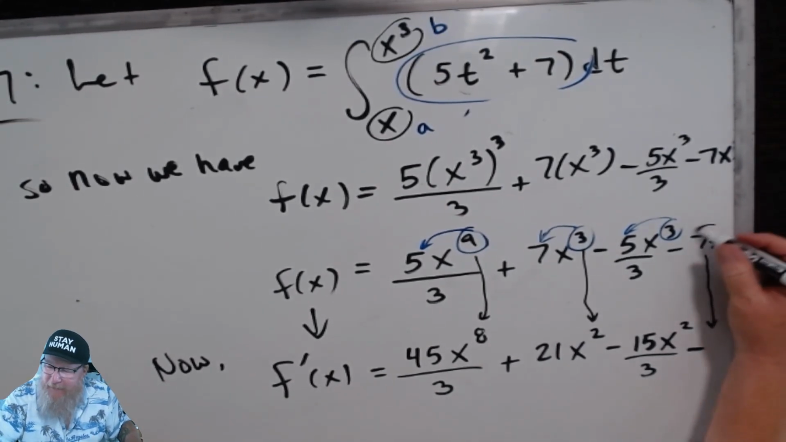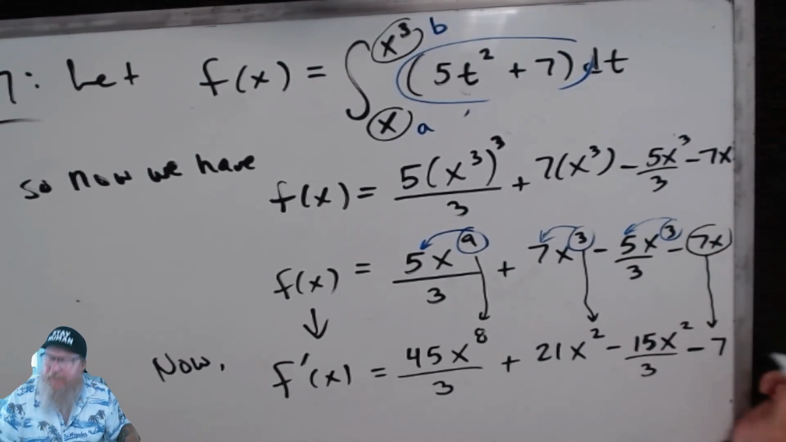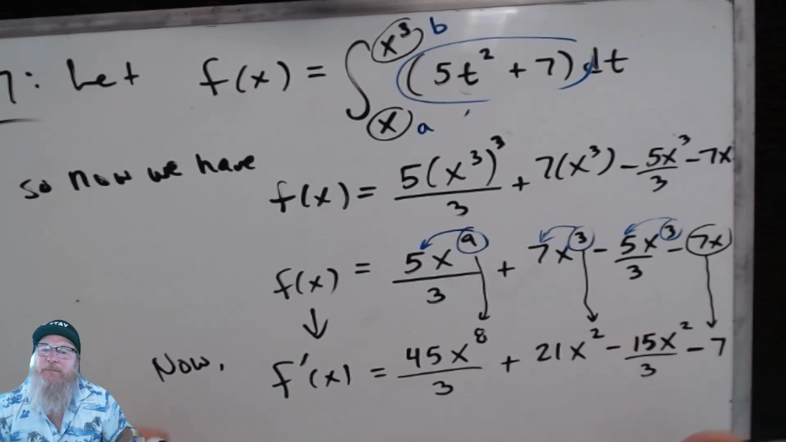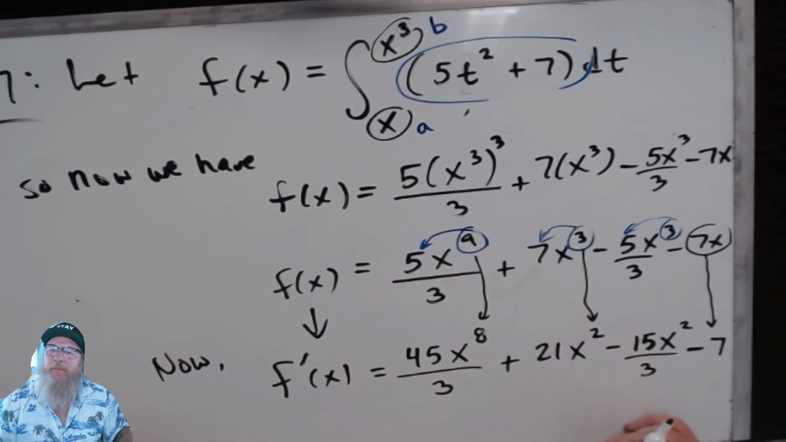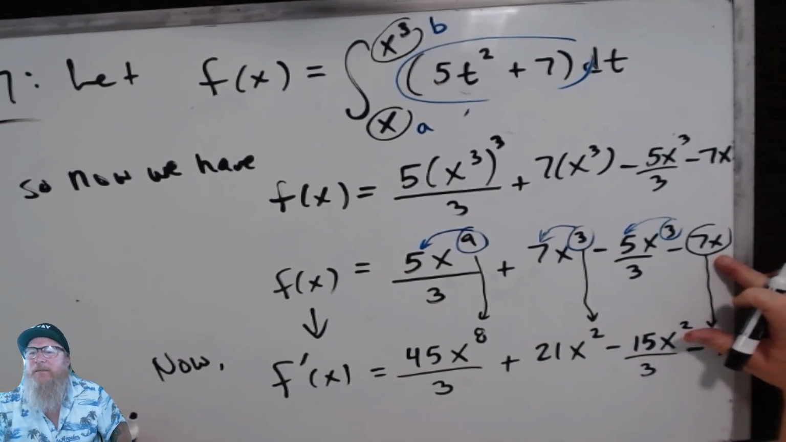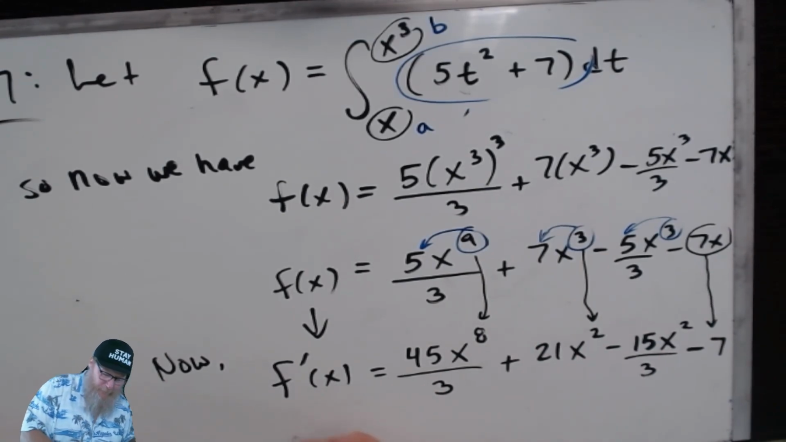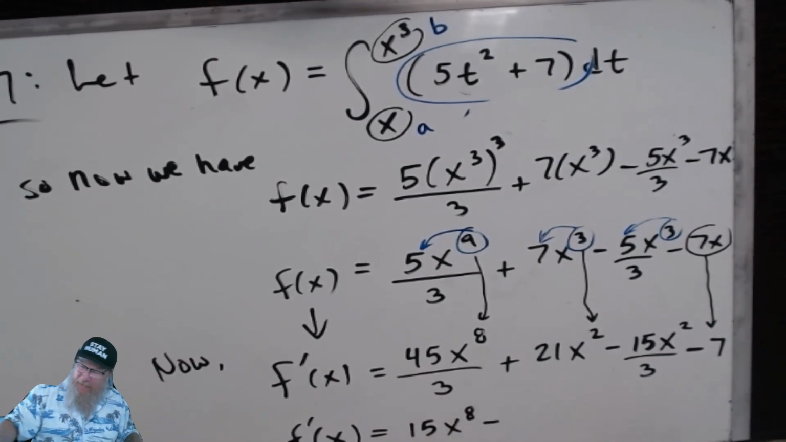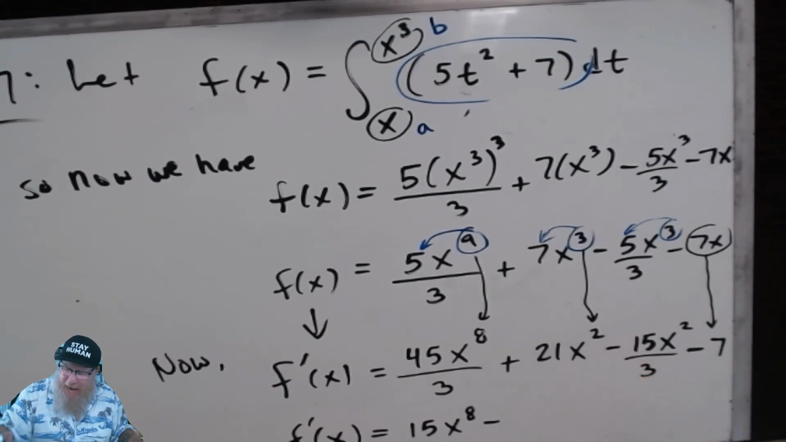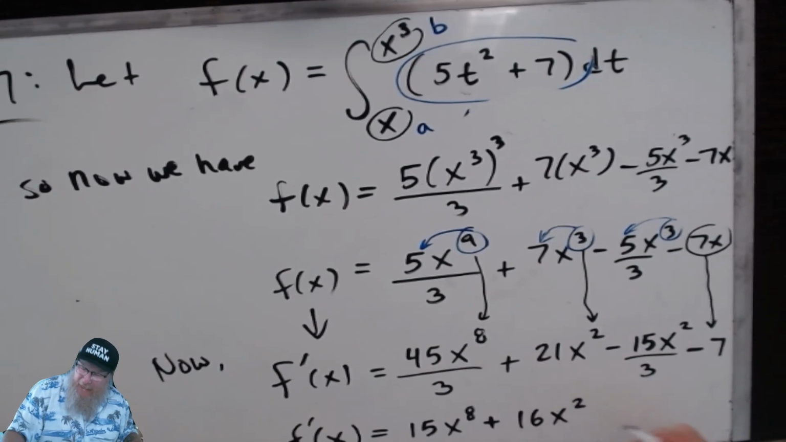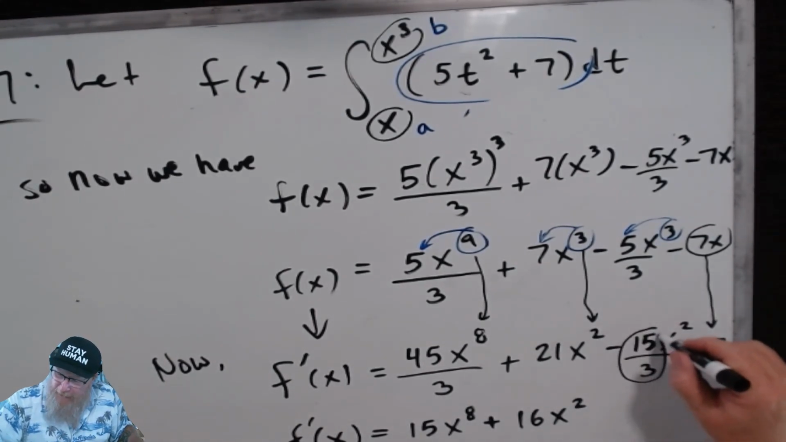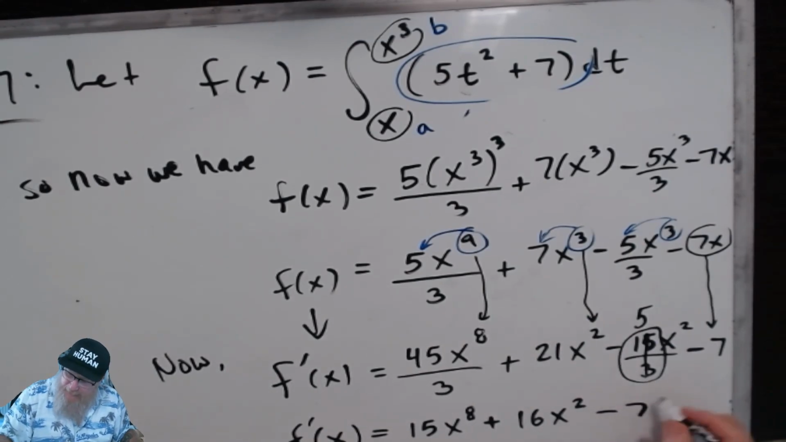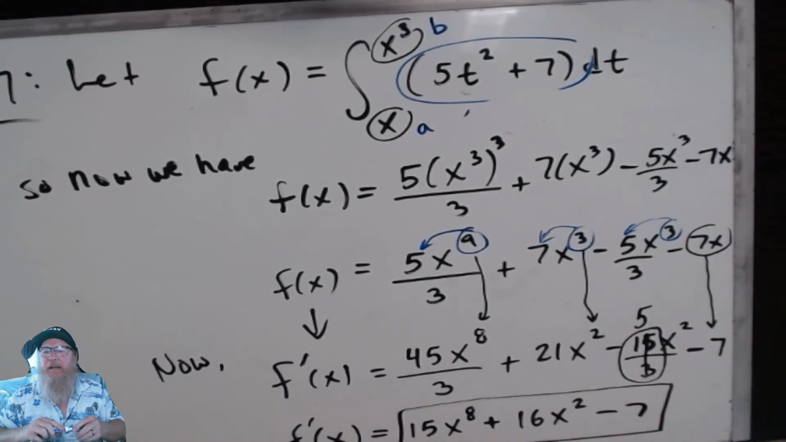And then remember, the derivative of a linear term, 7x, is just 7, or whatever the slope is. It's not 0. Sometimes you mix those up. The derivative of a linear term is different than the derivative of a constant. So your final answer, 45 divided by 3 is 15x to the 8th. 21x squared minus 5x squared is going to be 16x squared. I didn't really write that, but this 15 divided by 3 becomes 5. So 21 minus 5 is 16, and then minus 7. And there's your final answer.